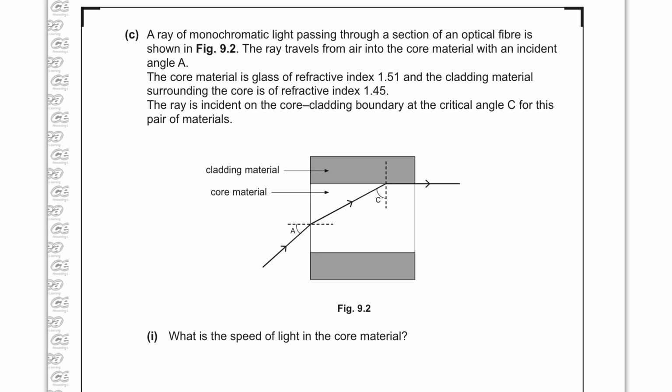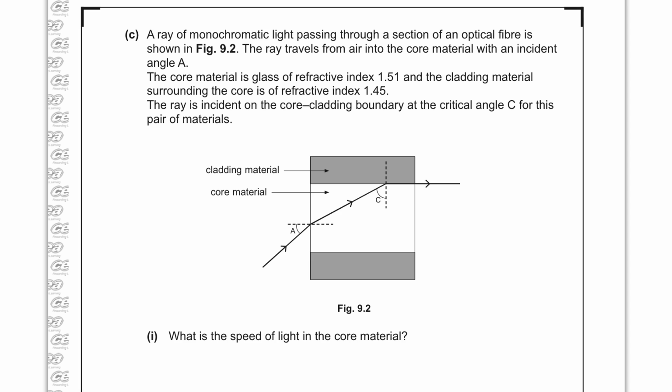Part C. A ray of monochromatic light passing through a section of an optical fibre is shown in figure 9.2. The ray travels from air into the core material with an incident angle A. The core material is glass of refractive index 1.51 and the cladding material surrounding the core is of refractive index 1.45. The ray is incident on the core cladding boundary at the critical angle for this pair of materials. What is the speed of light in the core material?